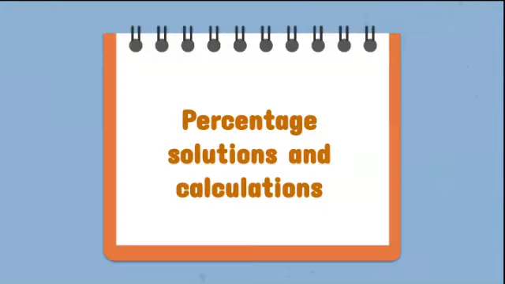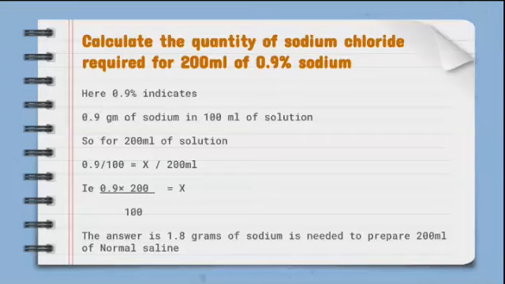The first topic here is percentage solutions and calculations. Before starting, please take a paper and pen and work out along with me. When you work out all these sums, you are ready for the exams. The first calculation is: calculate the quantity of sodium chloride required for 200 ml of 0.9% sodium.